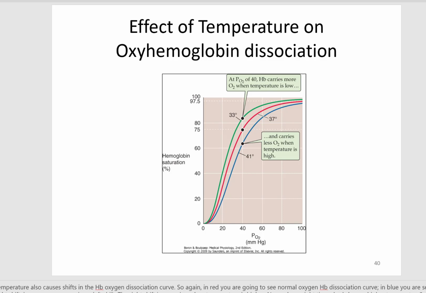Tissues that are not metabolically active do not release energy in the form of heat, not as much as tissue beds that are metabolically active. Again, right shifted, less affinity, more likely to let go. Left shifted, higher affinity, more greedy.